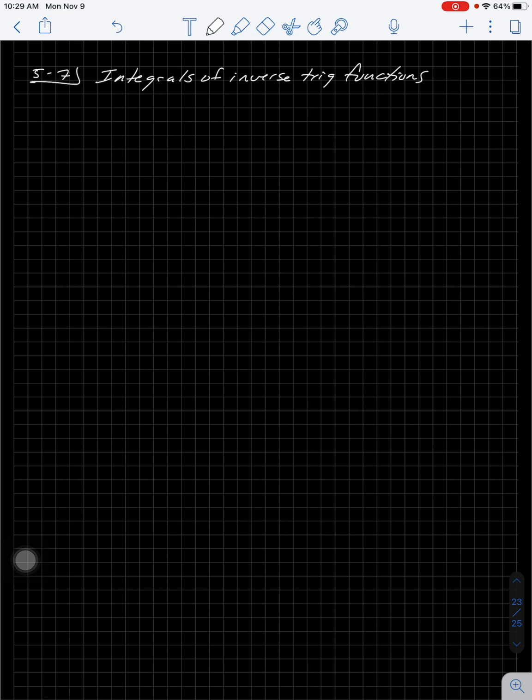So here we go. The last section is formulas for integrals of inverse trig functions, and this will look a lot like section 5-6. I'm going to give you some more formulas. I do not expect you to memorize these. These will be on a sheet of paper for you for the final.